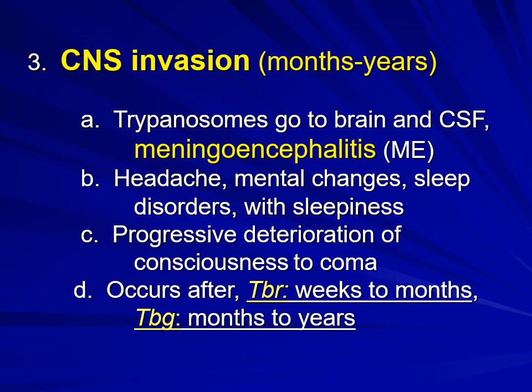Hence, we have got the rhodesiense variety, which is much more severe generally and much more rapid, and it occurs in Eastern and Central Africa. And then we have got the gambiense variety, which is milder and more chronic, and it occurs in Central and West Africa.